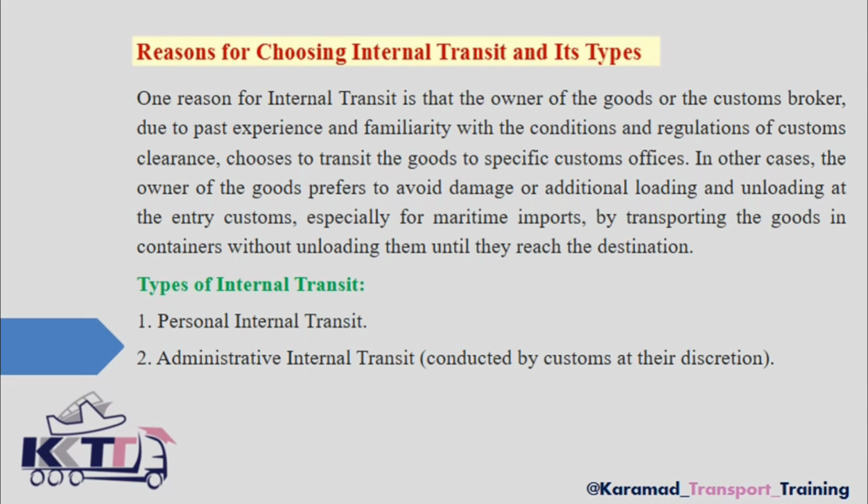Another reason is the congestion at the entry customs and the crowding of goods. To prevent damage to the goods, or because of the extra loading and unloading that happens at that customs, or due to the sensitivity of the goods, they decide to transfer the goods, say those that arrived in a container, to the destination customs with the same container, and there, with more care and sensitivity, unload the goods from the container. We also divide types of domestic transit into two categories. Personal domestic transit, which is what we usually see and is commonly done, and administrative domestic transit, which is a method generally carried out at the discretion of customs and by the customs authorities themselves.